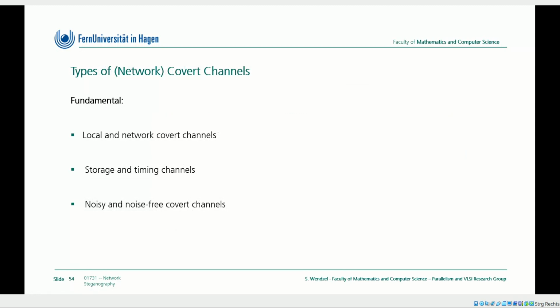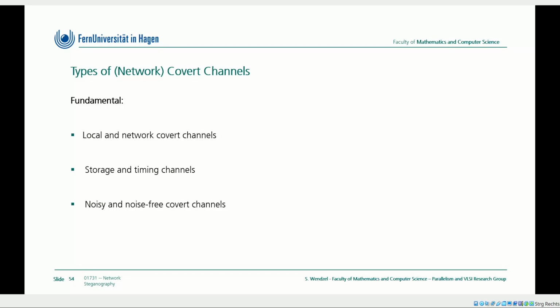So, I want you to understand some core types, some fundamental types of network covert channels. First of all, we have local and network covert channels. This is what I already talked about. Local covert channels were dealt with in chapter 2, and the network covert channels, of course, are the ones that transfer data over network connections or network transmissions. Connections is a wrong word because we don't always have a connection-oriented communication. Sometimes you just send a single packet.